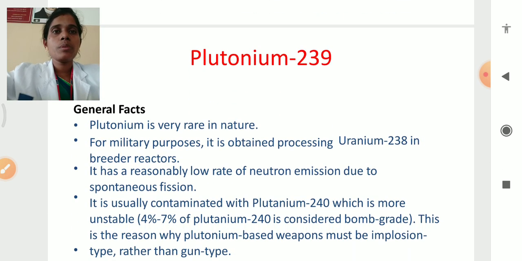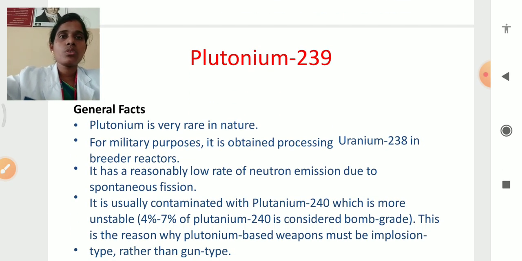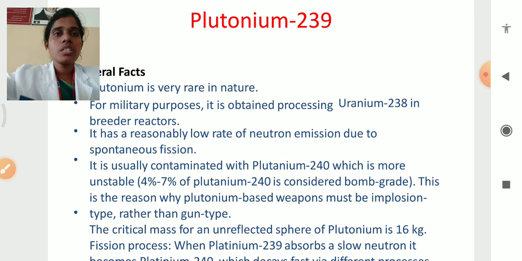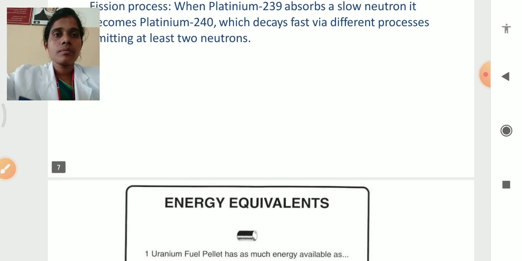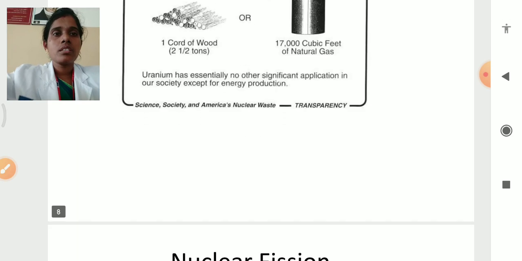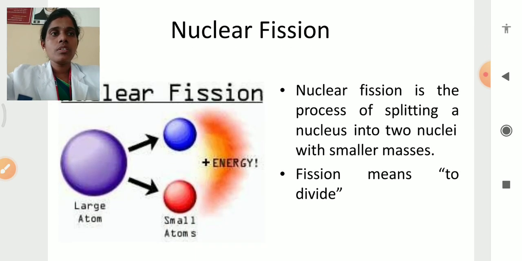Then plutonium-239. Plutonium-239 is very rare in nature, and for military purposes uranium-238 is used in obtaining and processing for the breeder reactors. These are the energy equivalents: 1 ton of coal, 3 barrels of oil, at 42 gallons each. So generally we know what is meant by nuclear fission.